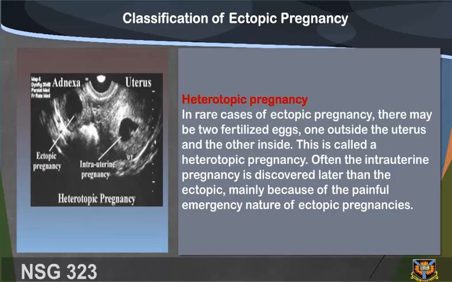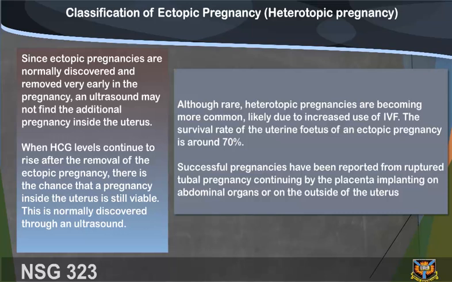Often the intrauterine pregnancy is discovered later than the ectopic, mainly because of the painful emergency nature of ectopic pregnancies. Since ectopic pregnancies are normally discovered and removed very early in the pregnancy, an ultrasound may not find the additional pregnancy inside the uterus. When HCG levels continue to rise after the removal of the ectopic pregnancy, there is a chance that a pregnancy inside the uterus is still viable. This is normally discovered through an ultrasound.